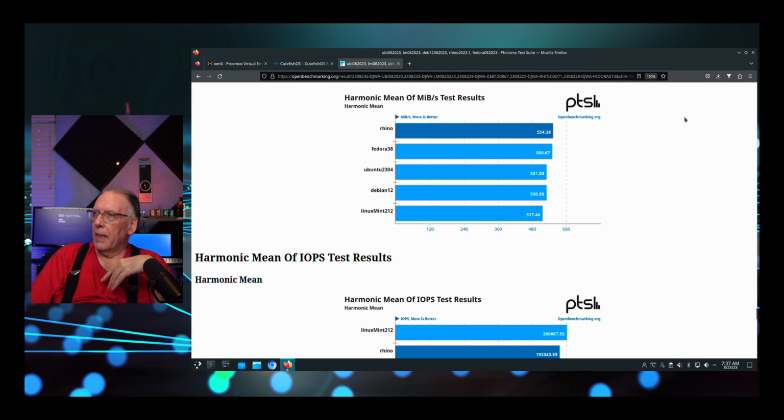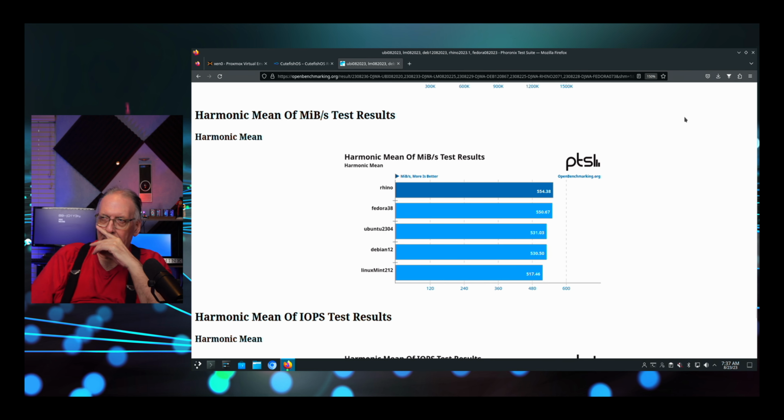I'm going to go a little bit here and explain. This, first of all, is one of the disk performance tests. These are the megabytes per second. You can see that they're all fairly close, but Rhino is obviously the fastest. It's interesting that Fedora comes in next, followed by Ubuntu, and then Debian, and then Linux Mint.